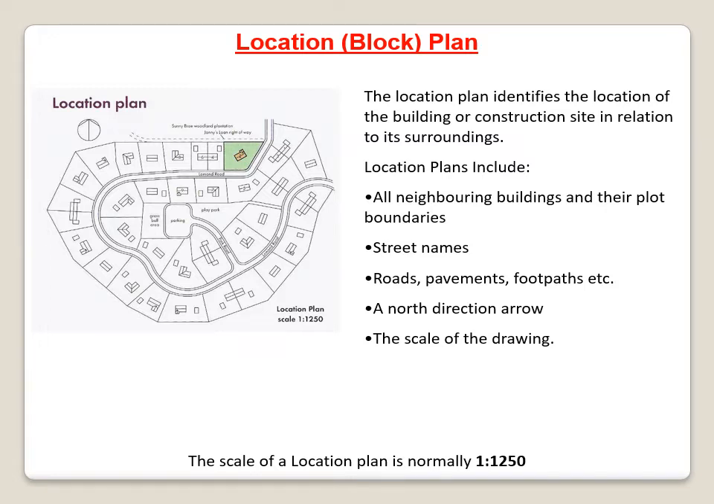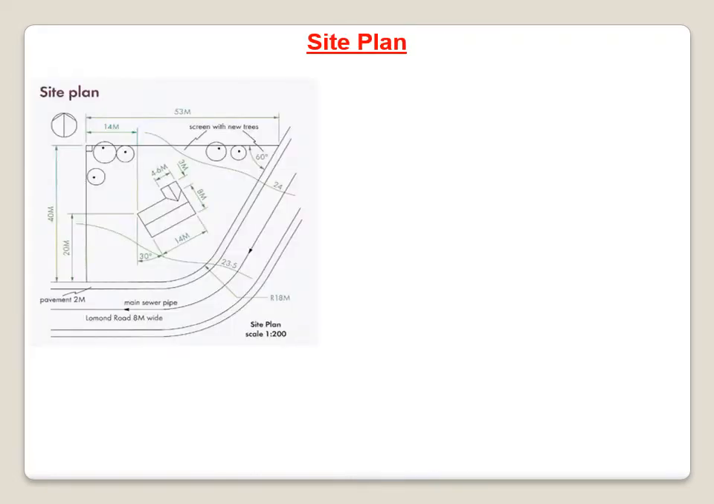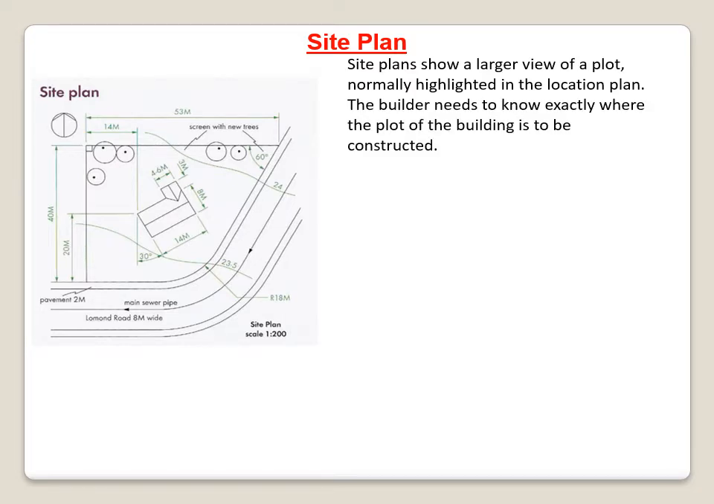So moving on to our next one, which is our site plan. The site plan shows a larger view of a plot, normally highlighted on the location plan. The builder needs to know exactly where the plot of the building is to be constructed, so there's a lot more detail in this drawing. A site plan may include the boundary of the plot, so again showing where the boundary is so that there's no arguments with neighbours about which part of the land is yours.